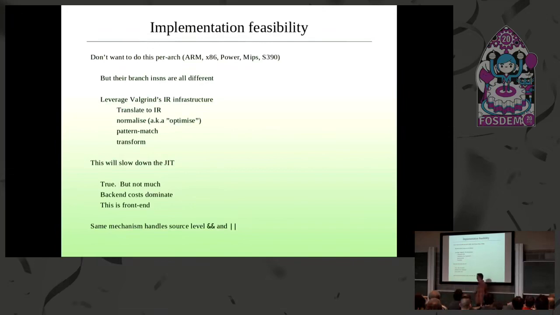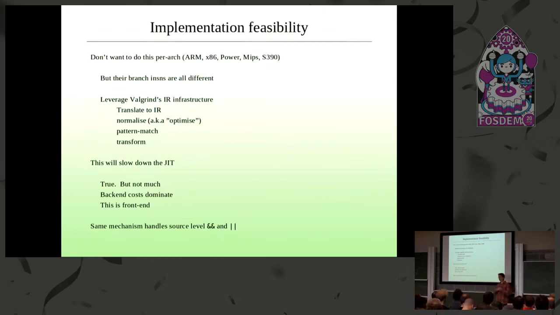And I was a bit concerned about this because the JIT in Valgrind actually limits performance, especially when you start a large program. You might have to JIT like 500,000 basic blocks before anything actually happens. Like that's true for Firefox, for example. This is going to slow down the JIT. Well, that's actually true, but it's not going to slow down the JIT much because most of the reason that the JIT is slow is to do with back-end costs.